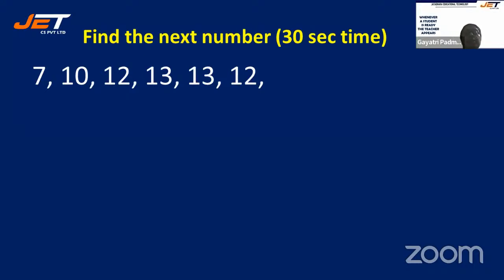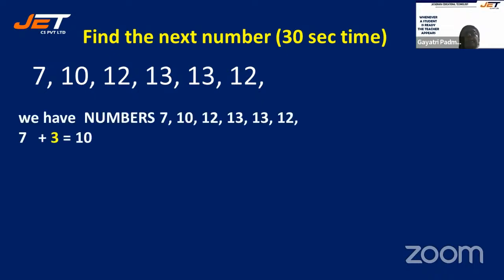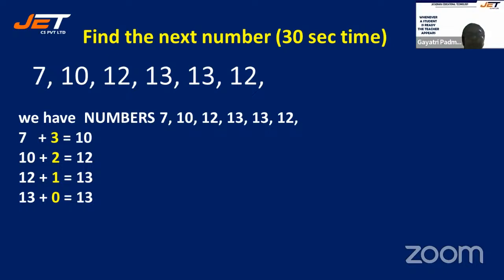Now let's move on to the next sum. We have 7, 10, 12, 13, 13, and 12. And what should be the next number? So now you cannot multiply 7 to get 10, isn't it? Because 7 2s are 14. So the next option is addition, right? So what if you add to 7, you will get 10. If you add 3 to 7, you will get 10. See the next one. What if you add to 10, you will get 12. If you add 2 to 10, you will get 12. Likewise, 12 plus dash is 13, 12 plus 1. See the next one, 13 plus dash is 13, 13 plus 0.